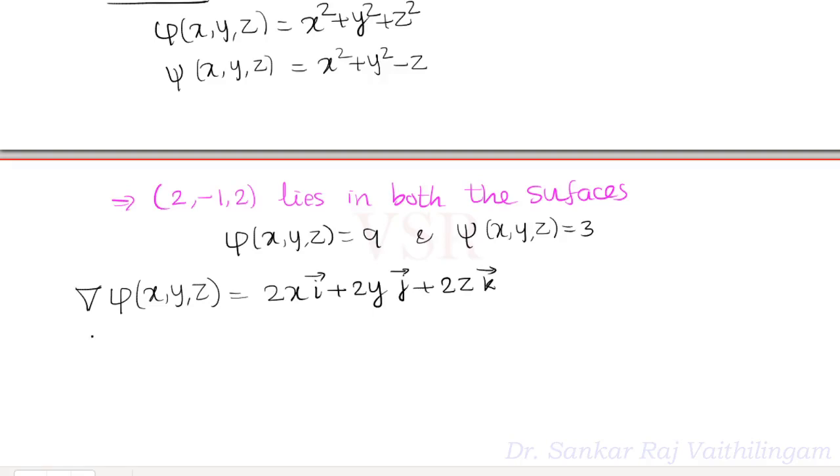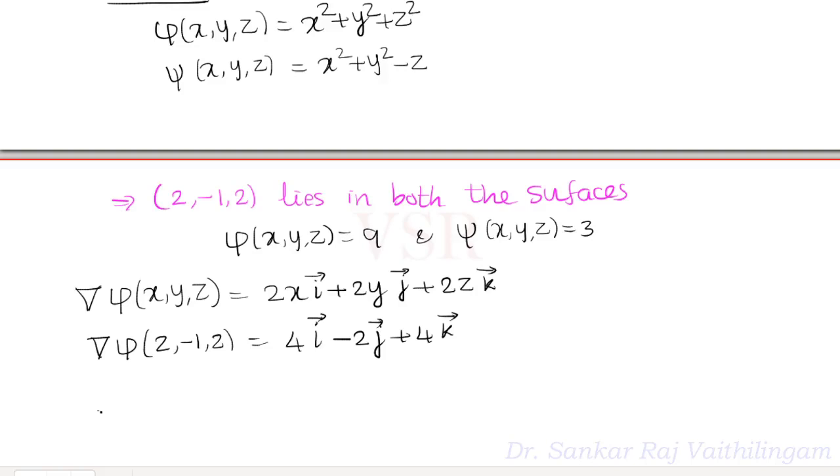So del phi at the point (2, -1, 2): substituting 2 for x gives 4i vector, substituting -1 for y gives -2j vector, and substituting 2 for z gives plus 4k vector. So I have found del phi at the point.